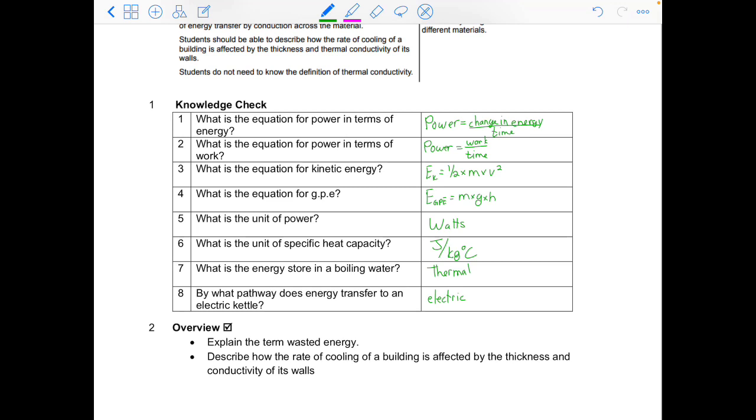So as always, for these two especially, make sure you know what all of these letters mean. So you know that kinetic energy is equal to 1/2 times mass times velocity squared, or gravitational potential energy is equal to mass times g times height.